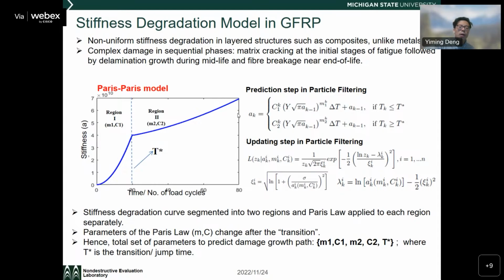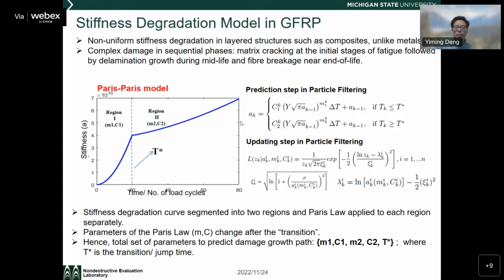Well, in physics, one explanation for it is due to the complex damage in sequential phases, and this is accompanied by non-uniform stiffness degradation in this layered structure. So in region number 1, on the left, you have matrix cracking at the initial stage. Then you have delamination growth during midlife and fiber breakage near the end of life.